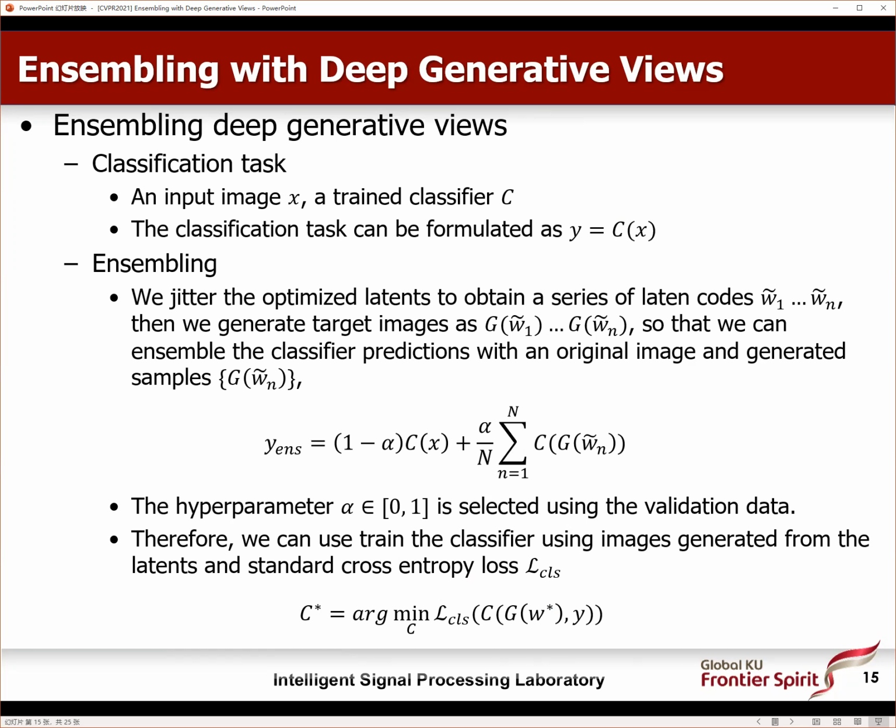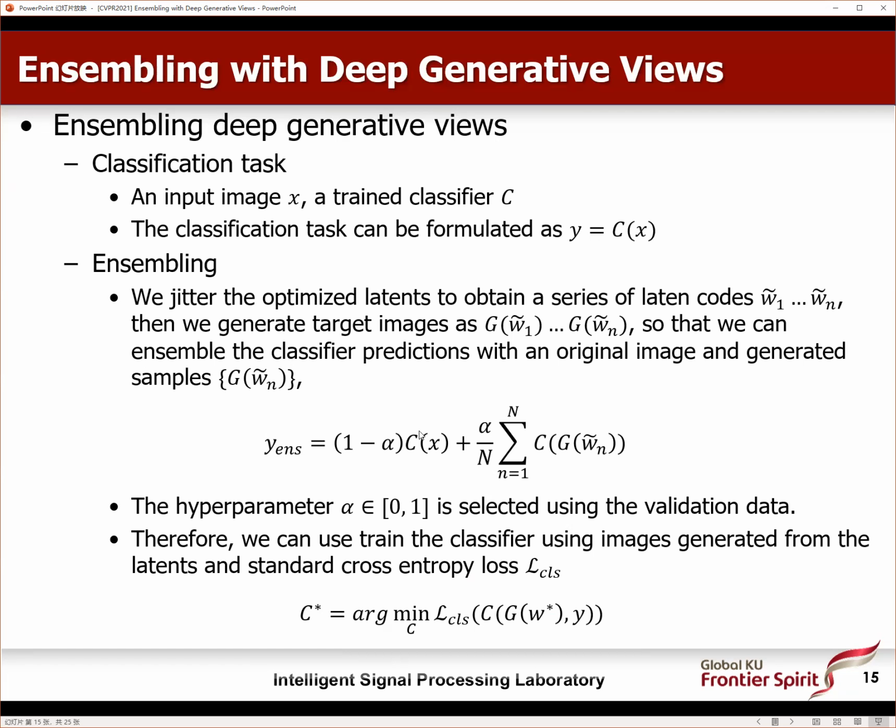And then how to utilize the generated samples? We need the process of the ensemble. So we jitter the optimized latent vector W to apply a series of perturbations, W1 hat to Wn hat, so that we can use these perturbed latent codes to generate a series of generated samples here. So that when we make the decision for each input image, we involve the decisions of the generated samples. Here is our final prediction of the real images.